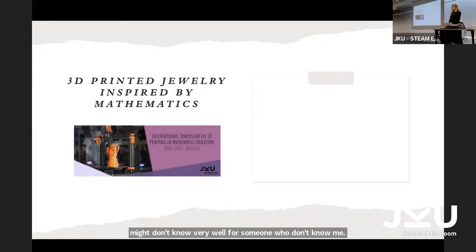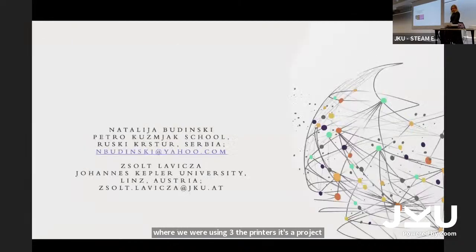And I'm a math teacher, and the focus of my research and my work is innovation in education. I am dealing with teaching mathematics and STEM subjects through art activities. Today I will present one activity that was conducted in my school, where we were using 3D printers. It's a project called 3D printed jewelry inspired by mathematics.